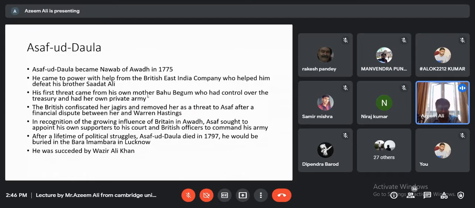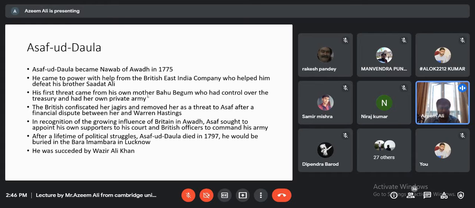And now we're going to look at Asaf-ud-Dawla, who became the Nawab of Awadh in 1775. He came to power with help from the British East India Company, who helped him defeat his brother, Sadat Ali. The first threat he faced was from his own mother, Bahu Begum, who had control over the treasury and had her own private army. The British confiscated her jagirs and removed her as a threat to Asaf after a financial dispute between her and Warren Hastings.